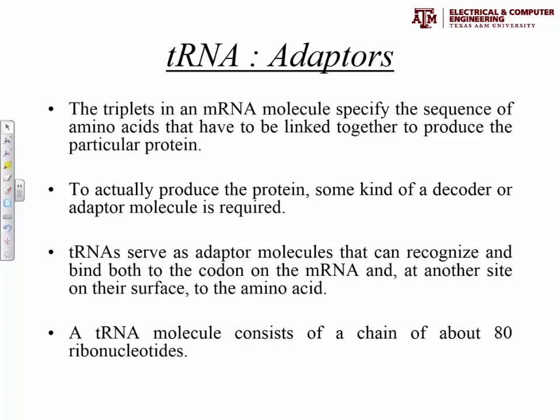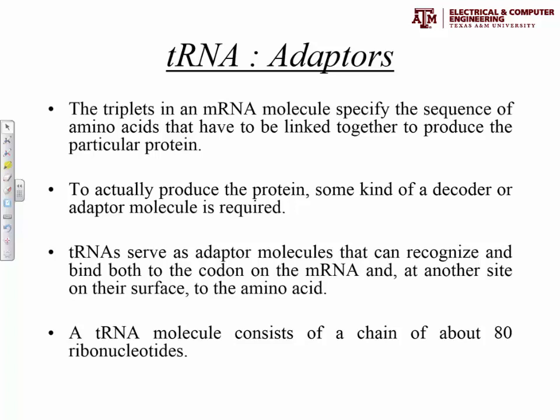All right, any other questions? So tRNAs serve as the adapter molecules which can recognize and bind both to the codon on the messenger RNA and, at another site on their surface, to the amino acid. Looking at these codons, you have to pick up the correct amino acids and link them together to produce the protein. Right. Now, what does the tRNA molecule look like?